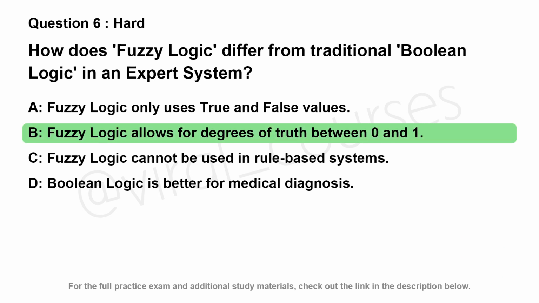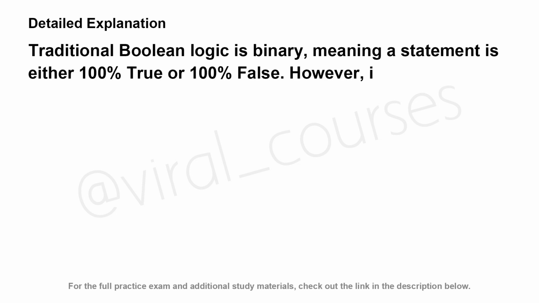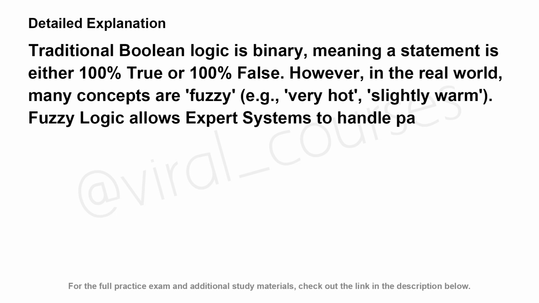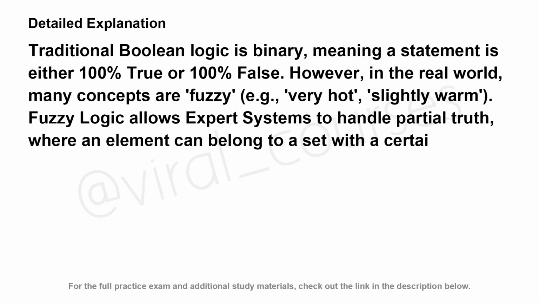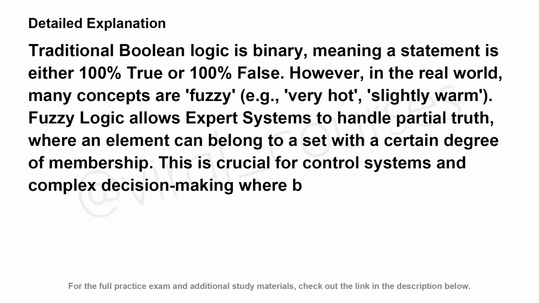The correct answer is B. Traditional Boolean logic is binary, meaning a statement is either 100% true or 100% false. However, in the real world, many concepts are fuzzy, e.g., very hot, slightly warm. Fuzzy logic allows expert systems to handle partial truth, where an element can belong to a set with a certain degree of membership. This is crucial for control systems and complex decision-making where boundaries are not sharp.